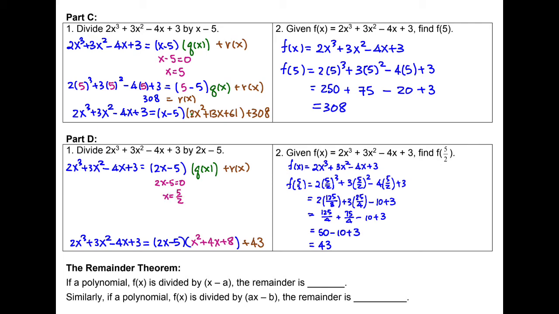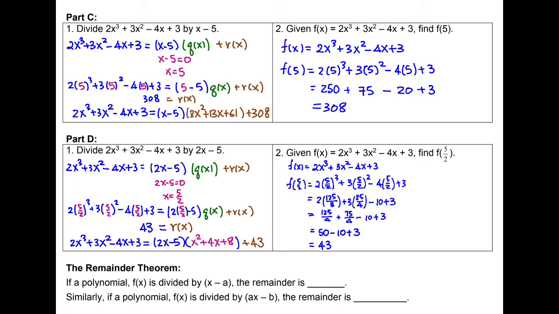If we substitute 5 over 2 for the x in the division statement, we're going to end up with this line. And on the left-hand side, this calculation will end up to be 43, as we can see on the right-hand side. So left-hand side equals 43. And the right-hand side, because 2 times 5 over 2 minus 5 will become 0. And 0 times anything will become 0. So this just becomes our remainder.